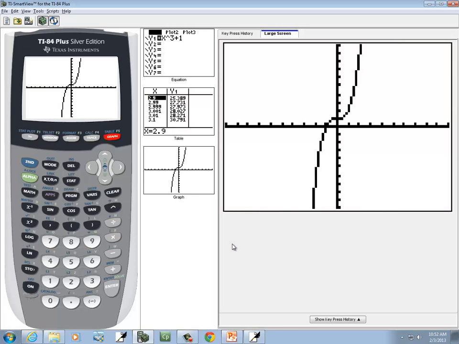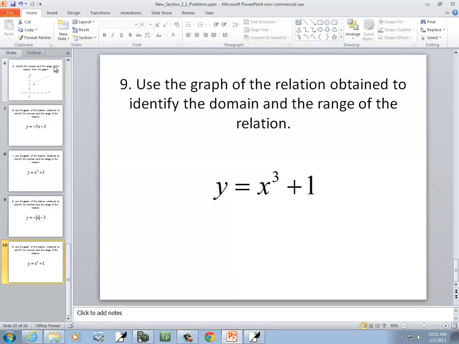And I believe that was the last problem. Yes, so let me save this.